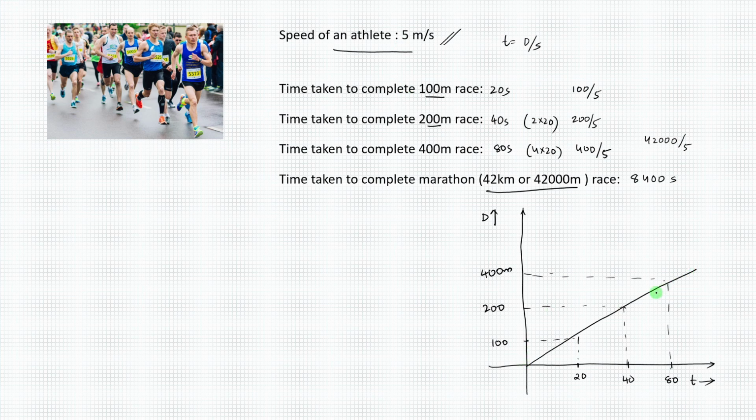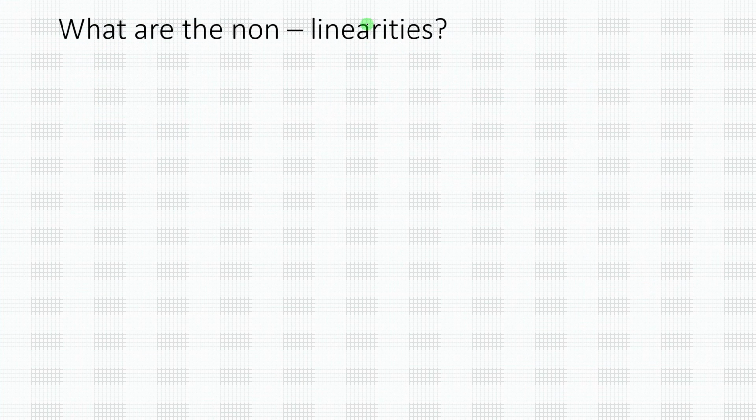This graph was linear because the speed of the athlete was assumed to be constant. But in real life, there are non-linearities. So what might be the non-linearity? Sometimes it might be strategy.